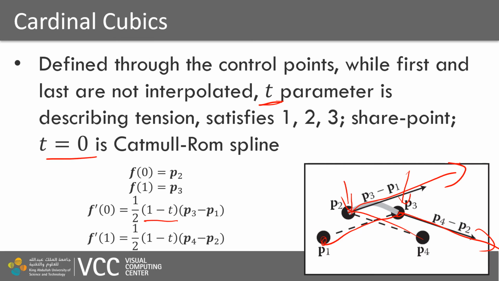And if we have our t equals 0, so this term will be equal to 1, then this forms the famous Catmull-Rom spline, which is a cardinal cubic, and it follows these properties: all basis functions are cubics; it has a local property; it interpolates the control points besides the first and the last one; and the last property is that it is C1 continuous.